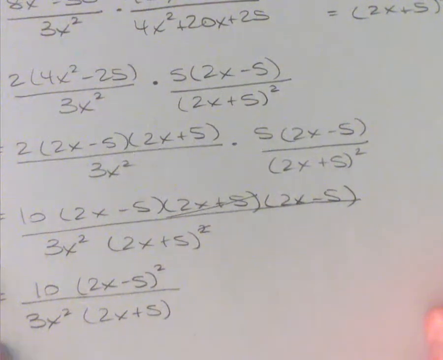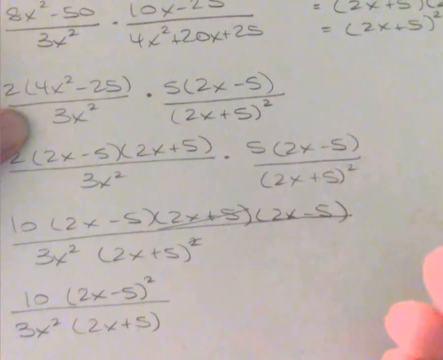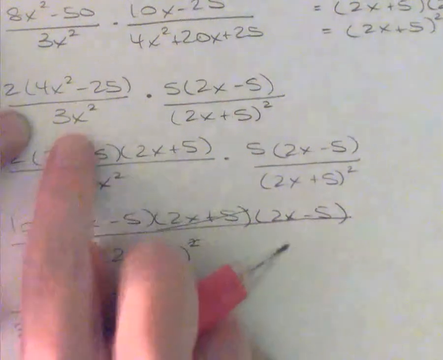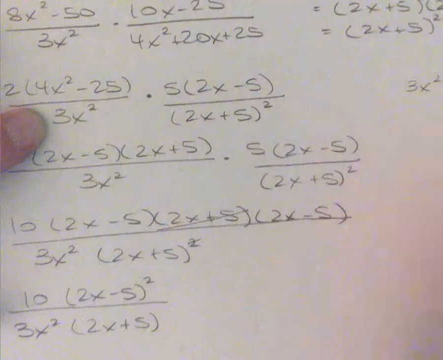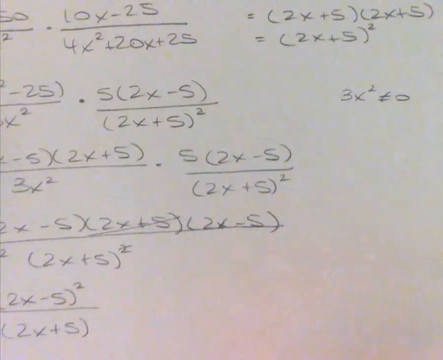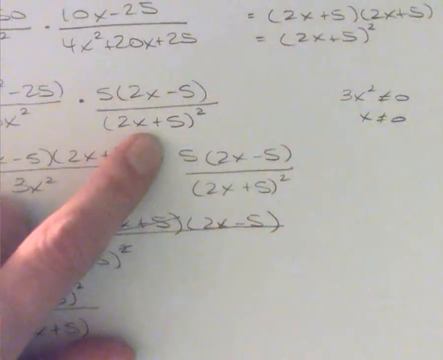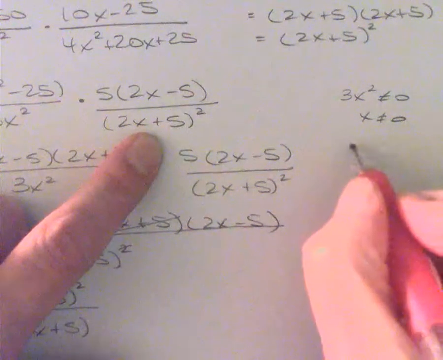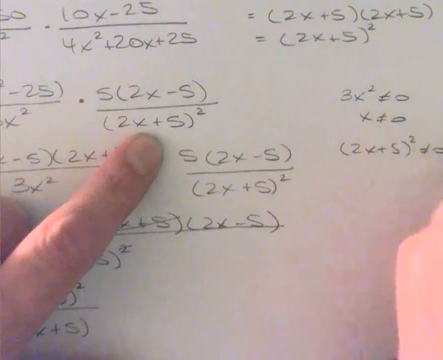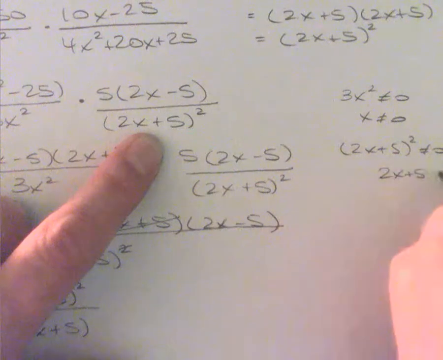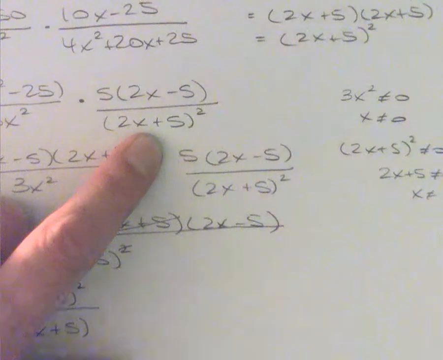So now we need to look at restrictions. I'm going to go back to basically the original question where it's factored and look at what was on the denominator. So 3x squared was on the denominator. I'm going to do restrictions for that one where x cannot be 0. This one is now on the denominator. So I have 2x plus 5 squared, which really means I have 2x plus 5 cannot equal 0, and x cannot equal negative 5 over 2.